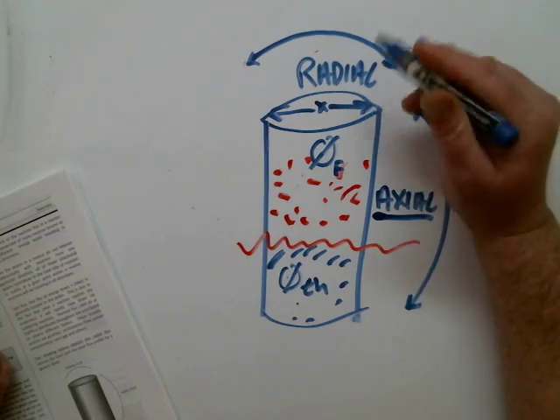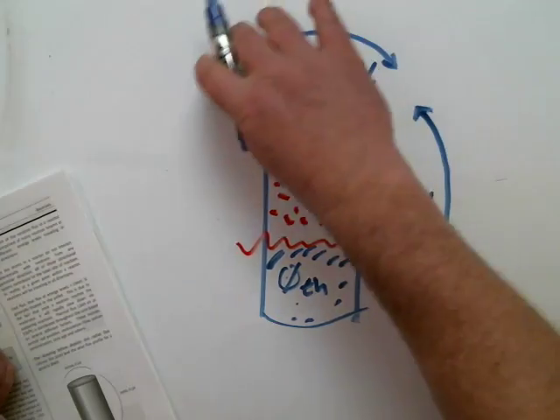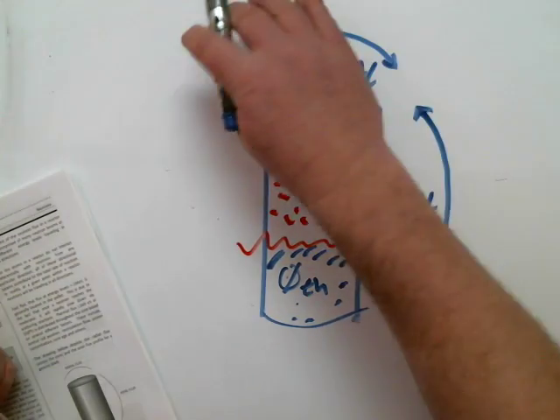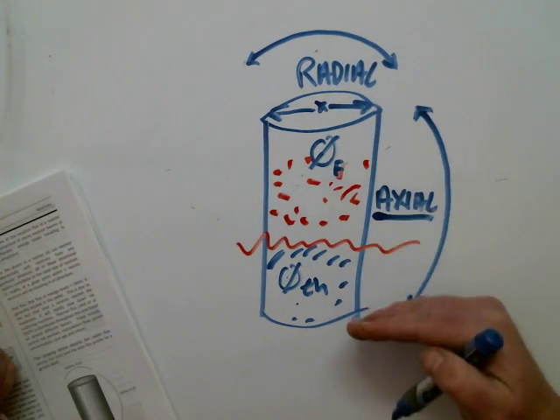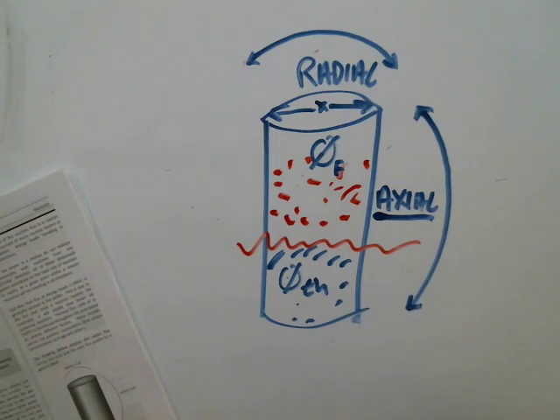And as we move forward, you need to understand what we're talking about. When we talk radially, what's happening to the neutron flux across the core this way? When we talk about axial flux, what's happening to the axial flux, the neutron flux population up and down?